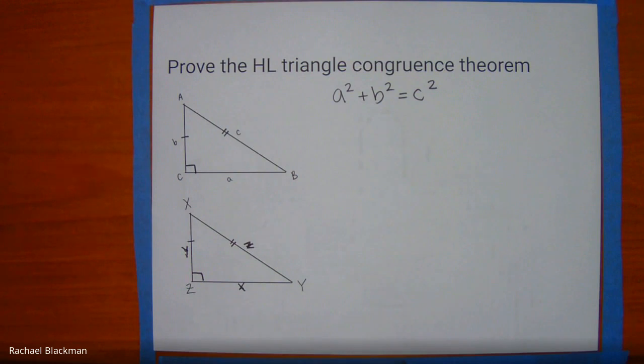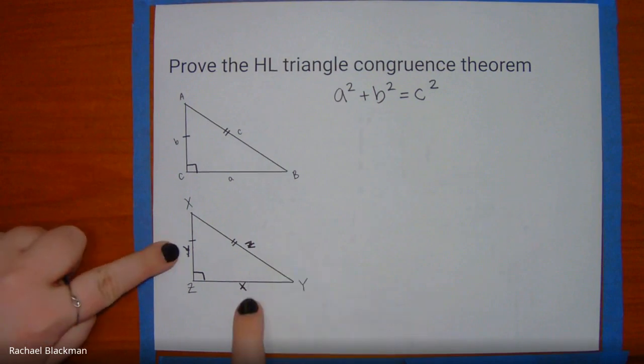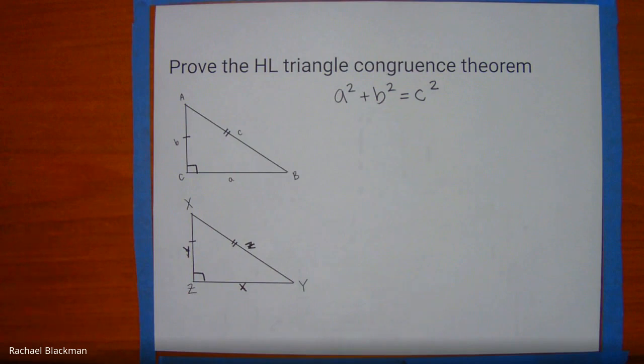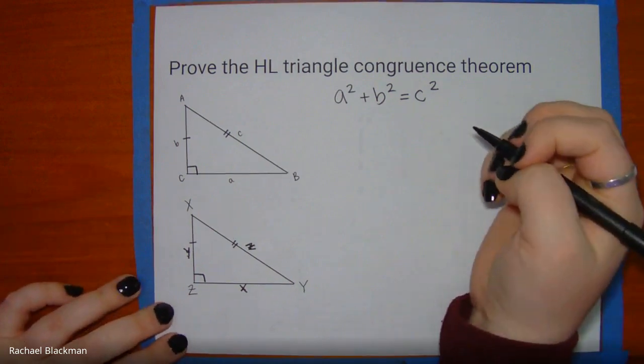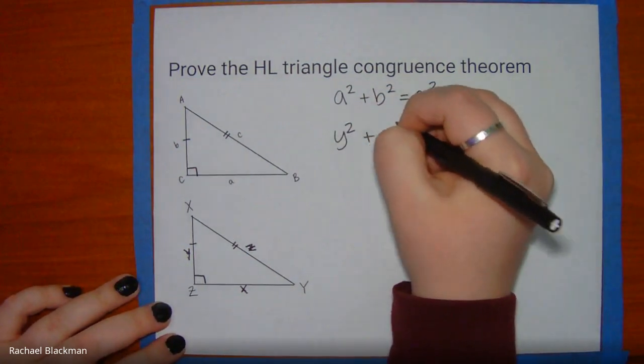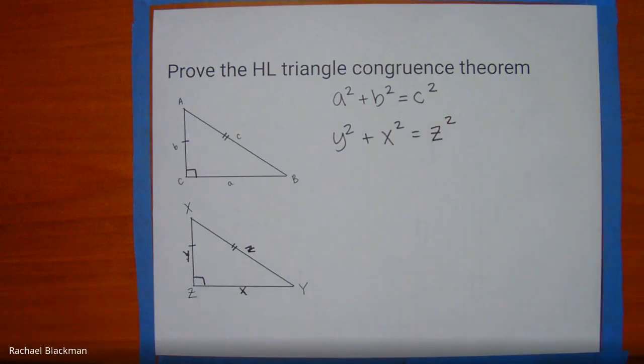Chelsea, yeah. There we go. Yeah. Y squared plus X squared equals Z squared. Again, just pulling out those parts for the legs, for the hypotenuses. So Y squared plus X squared equals Z squared. Good. Again, that would be under the same step, right? I just used the Pythagorean theorem here.